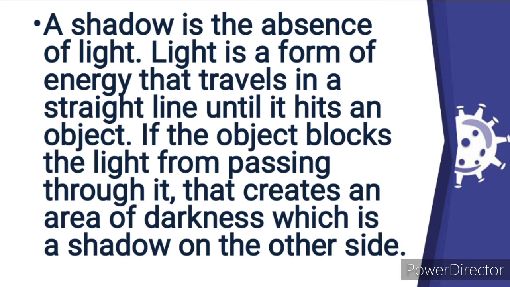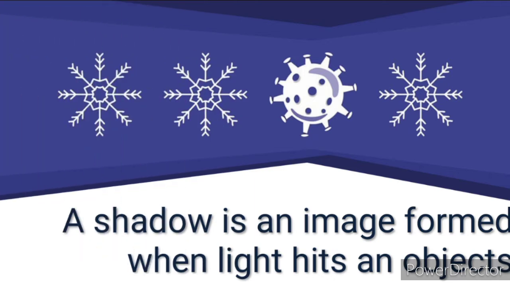A shadow can also be defined as the absence of light. Light is a form of energy that travels in a straight line until it hits an object. If the object blocks the light from passing through it, that creates an area of darkness, which is a shadow on the other side. So, in simple terms, we can say a shadow is an image formed when light hits an object. Say it after me. Say a shadow is an image formed when light hits an object.